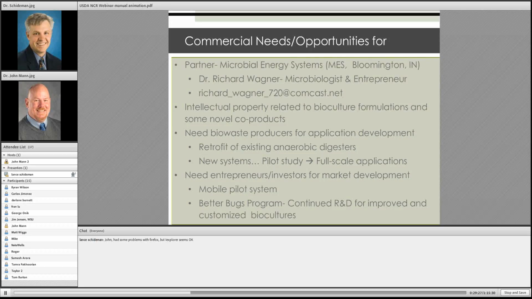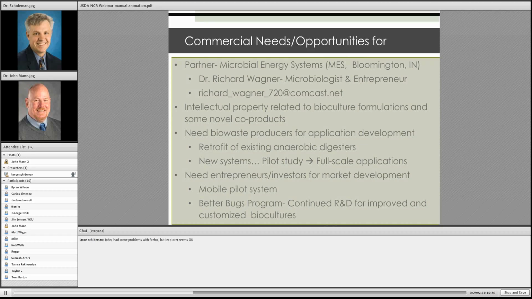There is a need for biowaste producers for application development, so obviously we want these systems to go out and be used, and we have to develop those applications one at a time. If you have an existing anaerobic digester, we can retrofit into that, and that's probably the easiest way to do this. Probably what we're most focused on right now. But it also can be used for new systems. You'd start out with some sort of a pilot study and then eventually go up to a full-scale application.